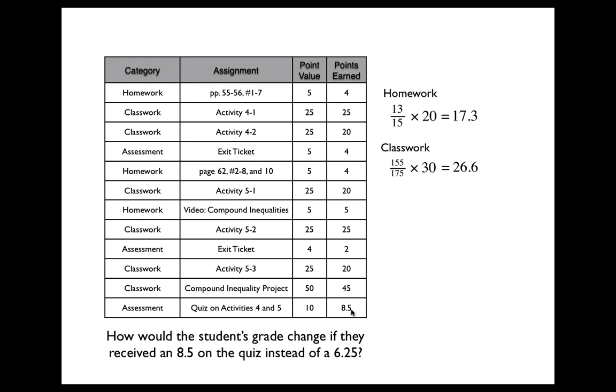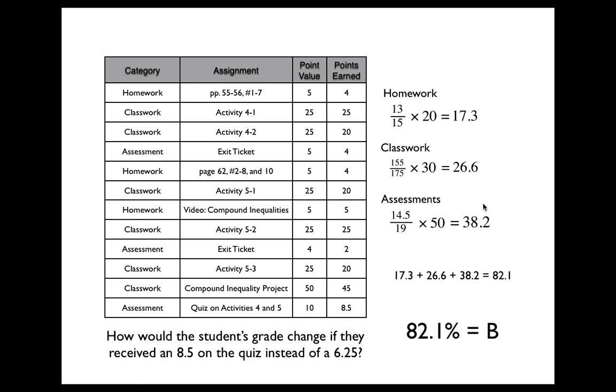Okay, you should have gotten something like this. The student now earned 14.5 points out of 19. When you multiply that by 50, you get 38.2. And then when you add all the points together, look what happens. You get 82.1%, which is a B.